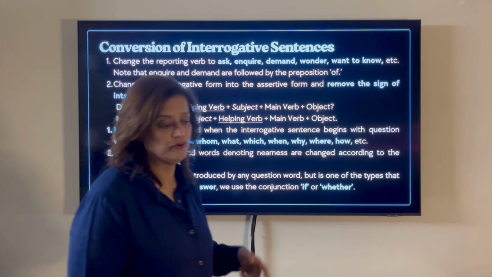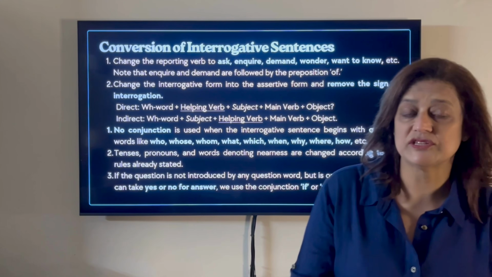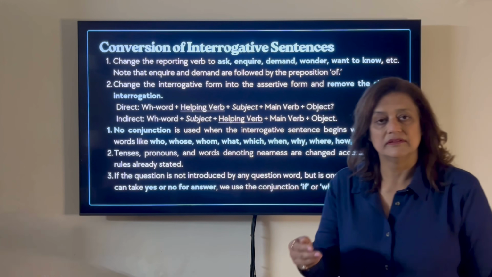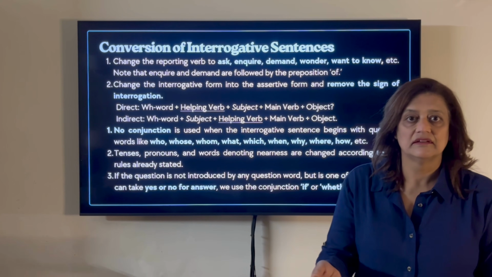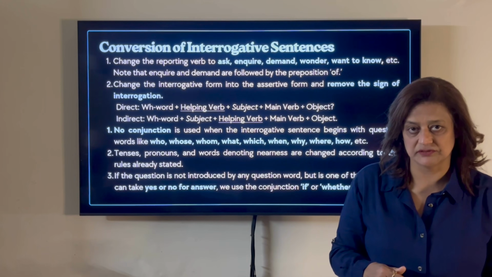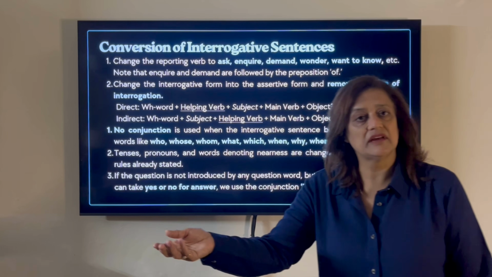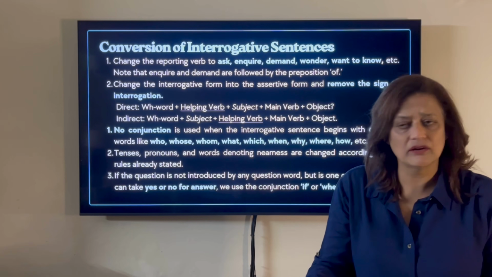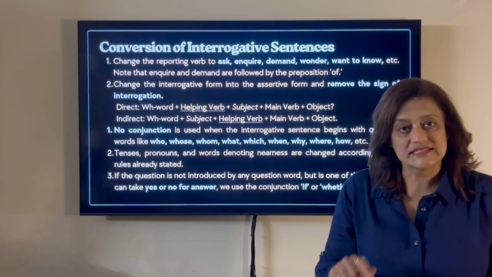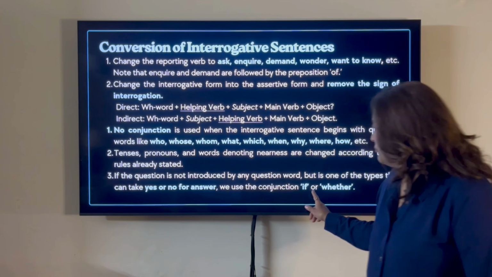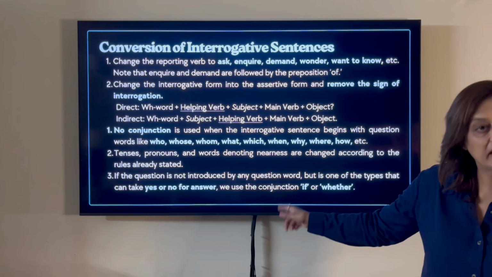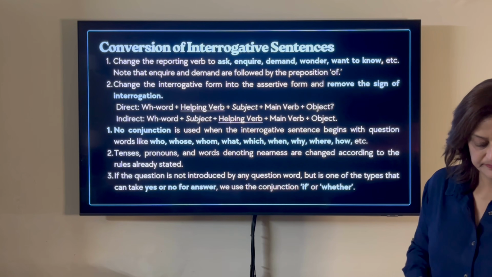Another important rule is when a question is asked and the person is expecting a yes or no as an answer. Like for example, can I do this? So the other person will say yes you can or no you can't. In such sentences, we use the conjunction if or whether.